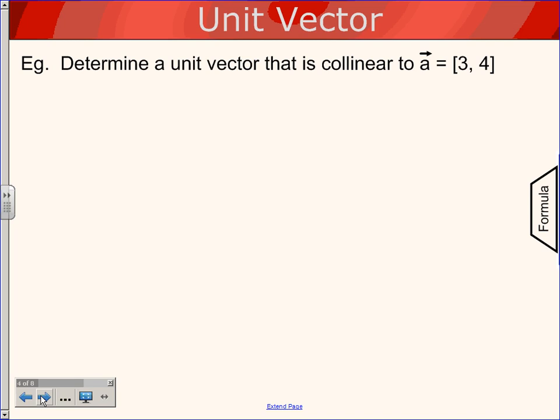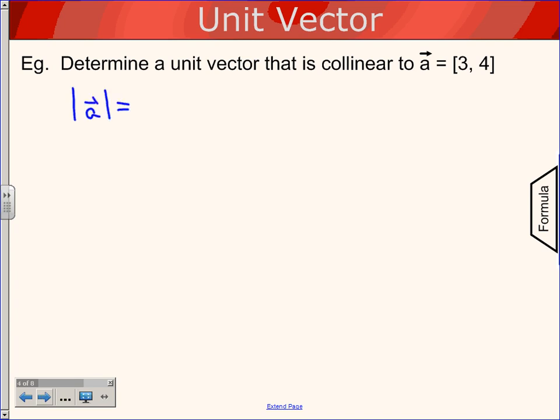Here's the unit vector idea, kind of like that warm-up we did. Determine a unit vector that's collinear to vector A, which is 3, 4. So remember in that warm-up we did, I had vector P, and I said the magnitude of it was 5, and I wanted a unit vector in the same direction, and the unit vector obviously had to have a magnitude of 1. Well, for this one, we have to do the same thing. We have to scale down the size of the vector. So the size of vector A is important.